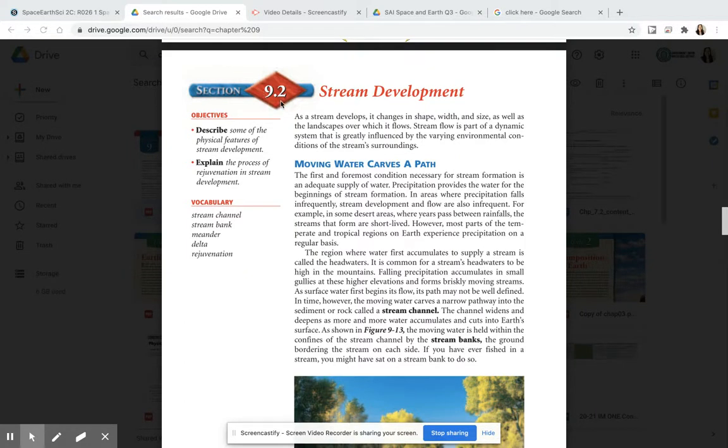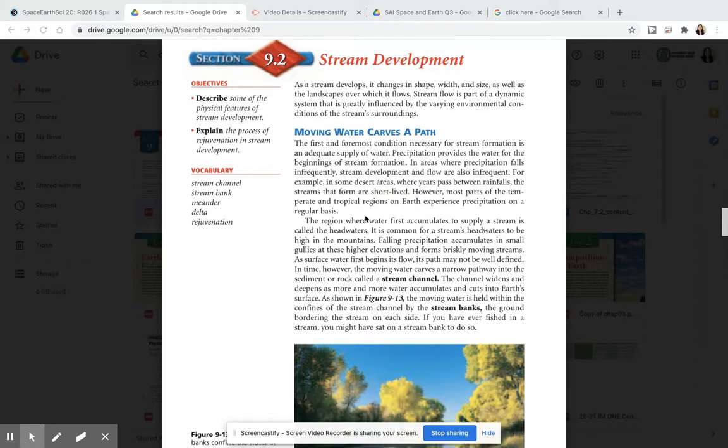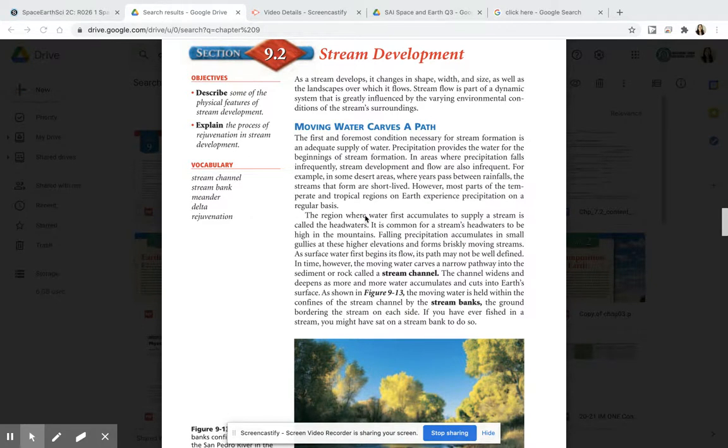Chapter 9, Section 2, Stream Development. As a stream develops, it changes in shape, width, and size, as well as the landscape over which it flows. Stream flow is part of a dynamic system and is greatly influenced by the varying environmental conditions of the stream's surroundings. Moving water carves a path.